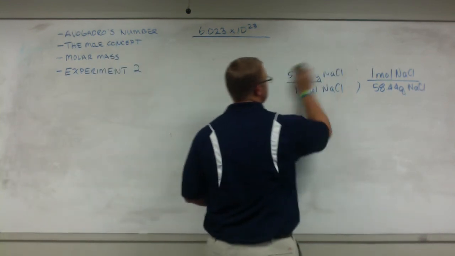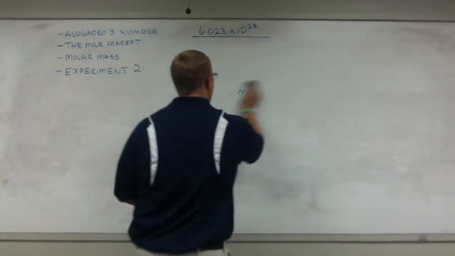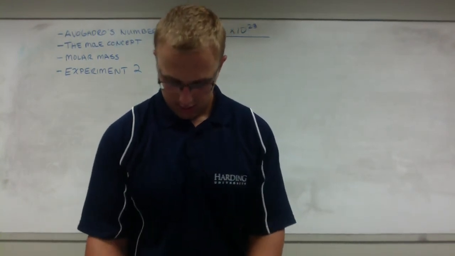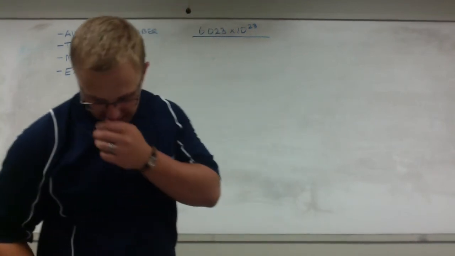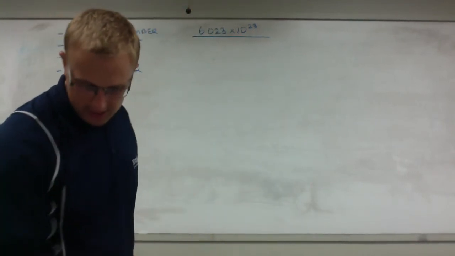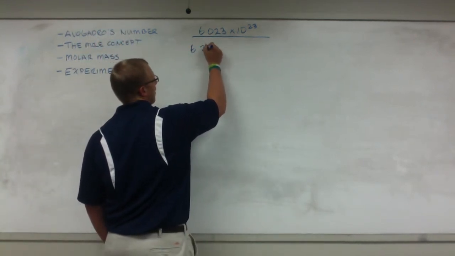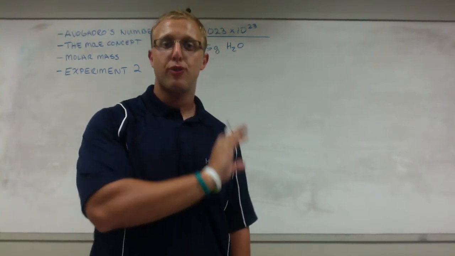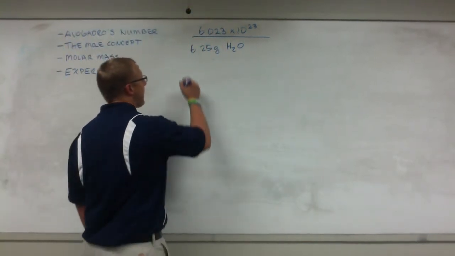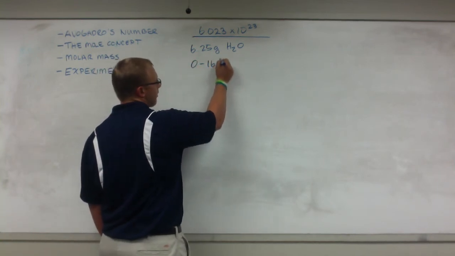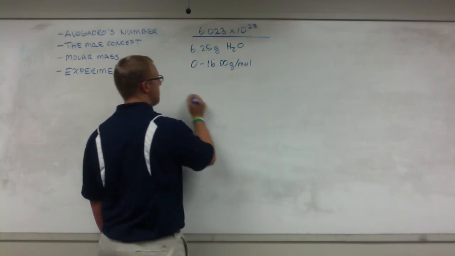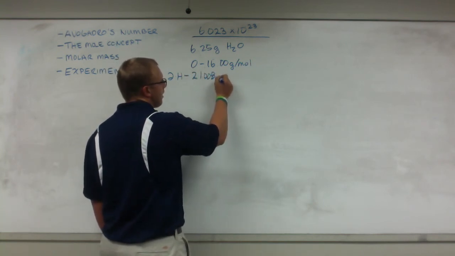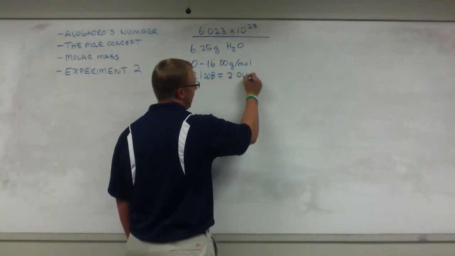We're going to follow the same basic principles that we've been following all along. Let's move back to the pre-lab assignment. Let's go for: how many molecules are in 6.25 grams of water? The first thing we need to do, molecules comes from moles, so we need to find a molar mass. The molar mass of water: oxygen, 16.00 grams per mole, and then we have 2 times H, which is 2 times 1.008, which is equal to 2.016 grams per mole.